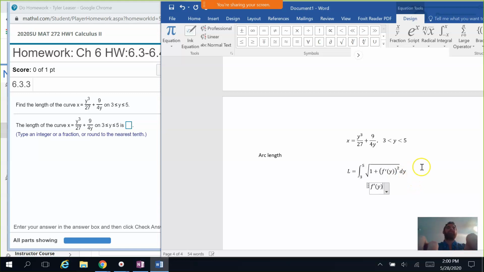The hard part is that when you do have to find the antiderivative, that can sometimes be difficult. First thing that we would have to do before we even plug it in here is to figure out the derivative of this with respect to y. This first term, we're just going to bring down the 3. It's going to be y squared over 9.